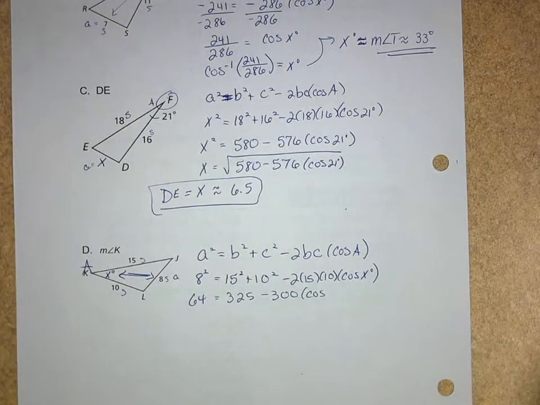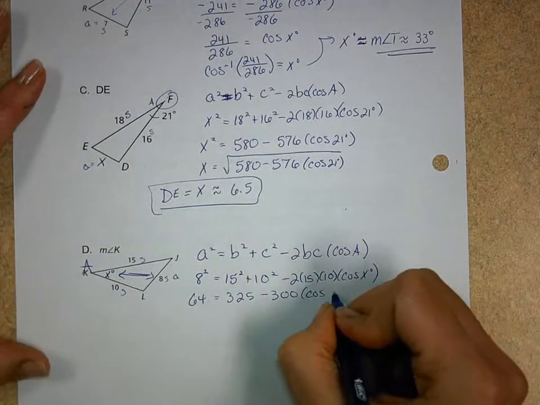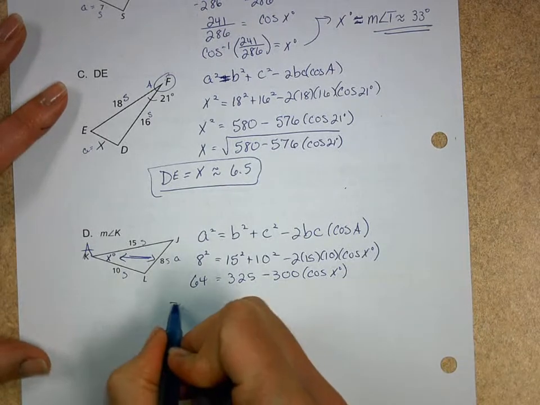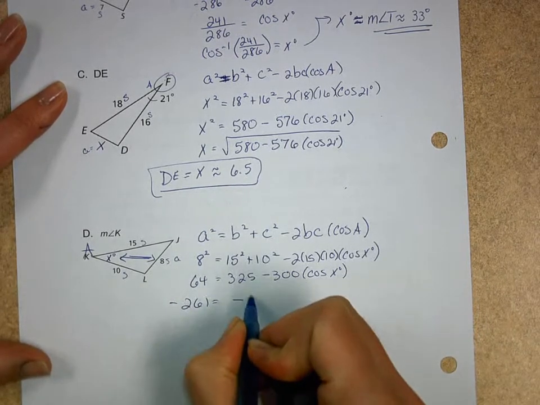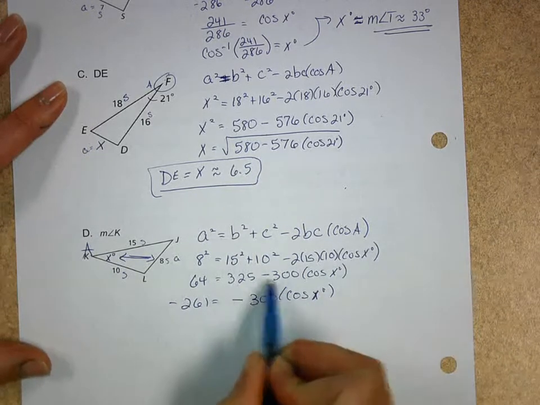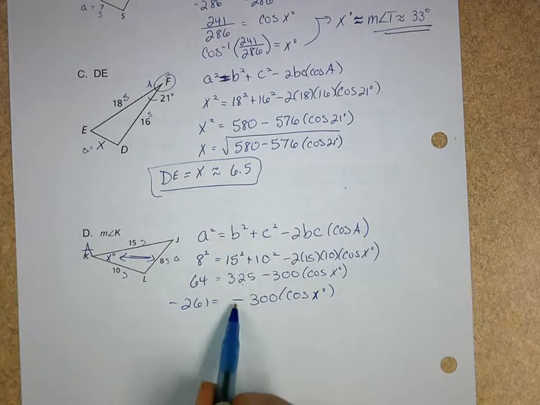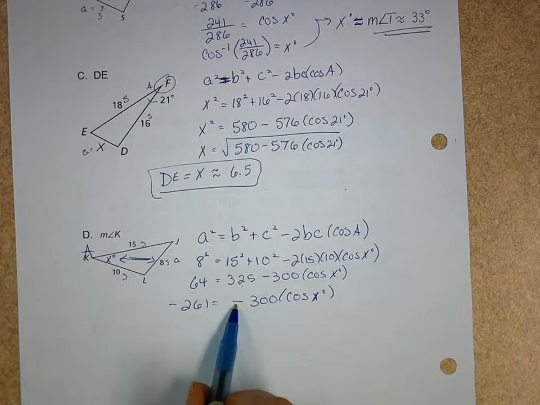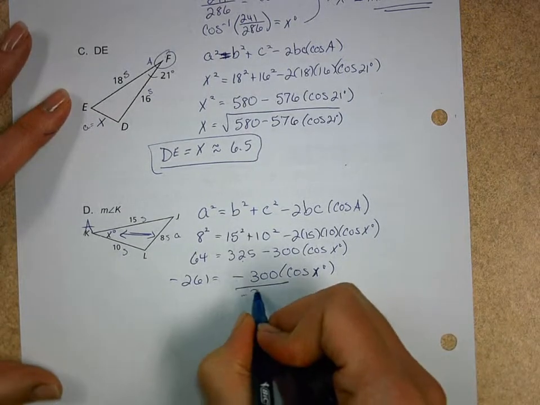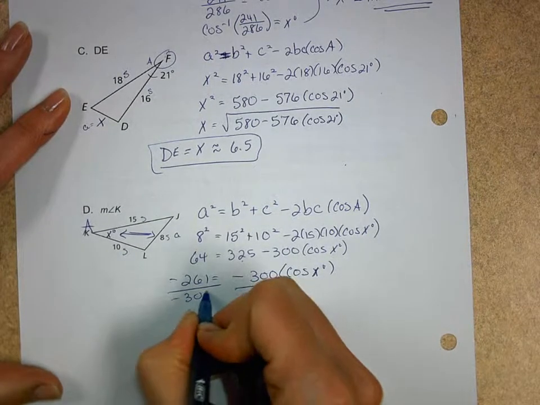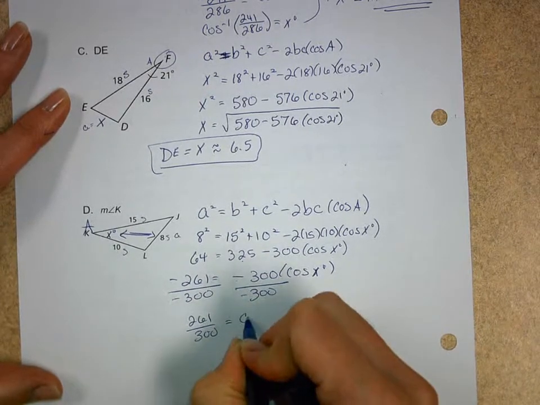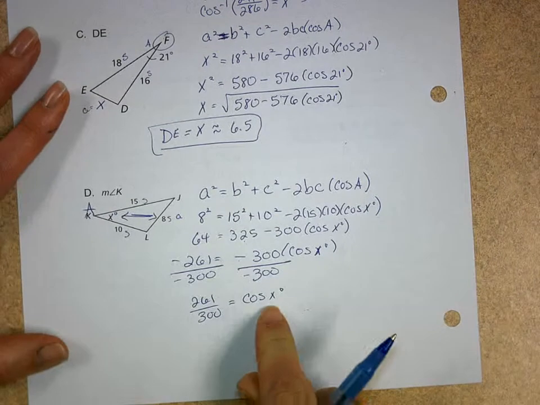And I think even the other day I just said cosine of angle K. So whatever works for you to substitute it in. I'm going to subtract 325 from both sides, so I get a negative 261 equals a negative 300 times the cosine of x degrees. Now another error besides people accidentally trying to combine those is people drop this negative for some reason, and one of my biggest pet peeves is don't drop the negative. And so I go ahead and I divide by negative 300, so I get 261 over 300 equals the cosine of x degrees.